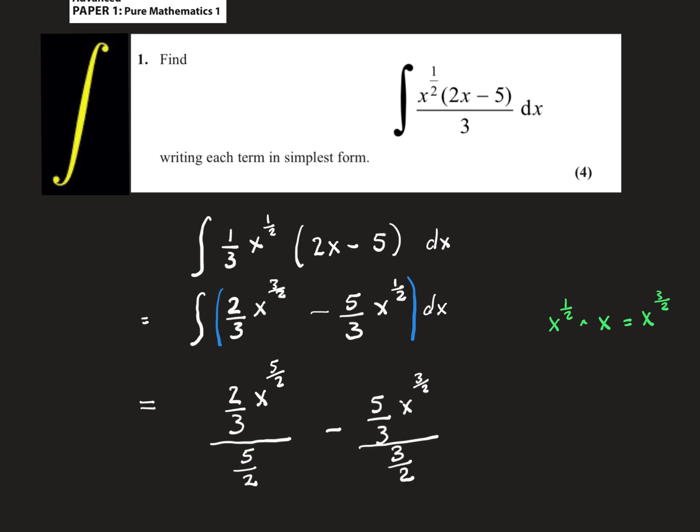Now, since we're integrating, we must do something really important here, and we must add the integration constant, which is c. If you do not do that, you will lose that mark. And there are 4 marks here, and the very first one is the one where you show that you can expand, and the second one is here for integrating and for the constant c. And the fourth one will be because you need to write each term in its simplest form.